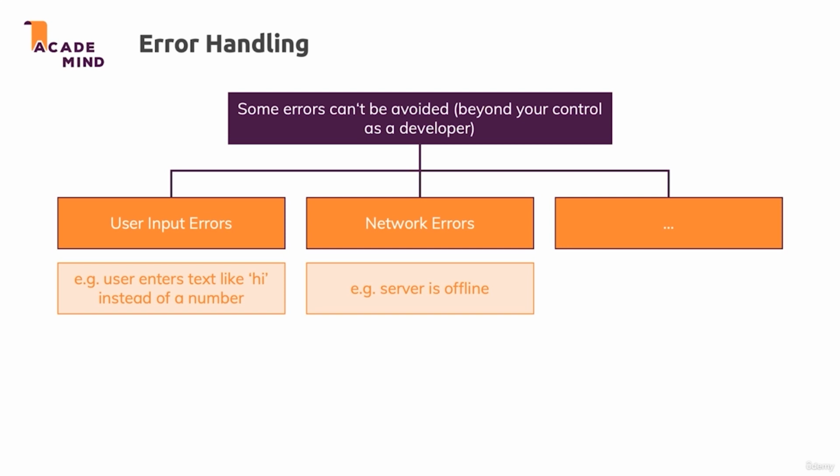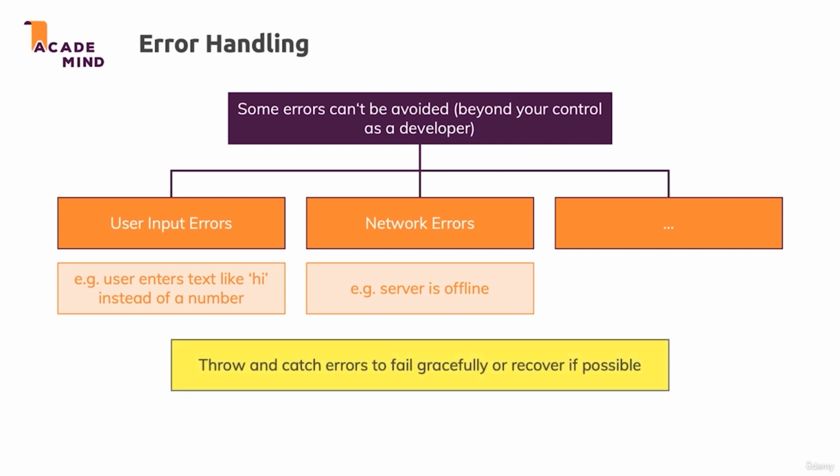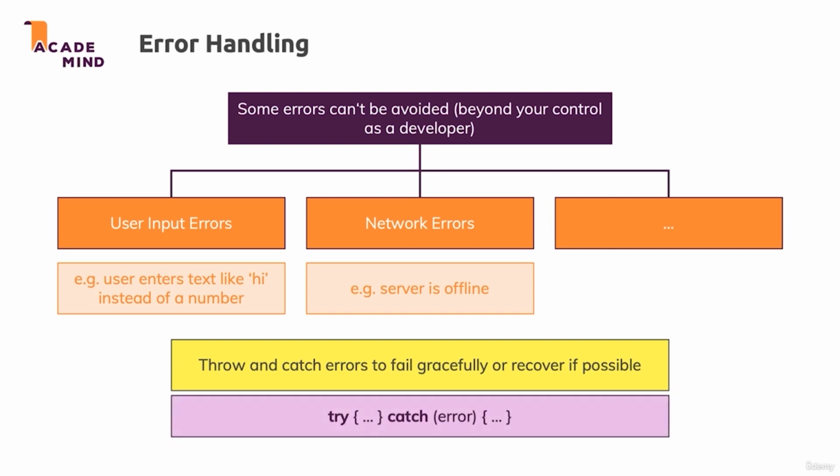So the best you can do in these cases is that you throw your own errors and catch errors to fail gracefully, which means maybe at least show the user a nice error message, or in the best possible case, maybe you can write some fallback code so that you can recover and you don't even need to show an error message to the user. And you can do that with try-catch, another control structure which JavaScript exposes to you that allows you to try a certain code which might fail, and then catch potential errors thrown in that code to then do something with them, or to do something in the case that such an error occurred.